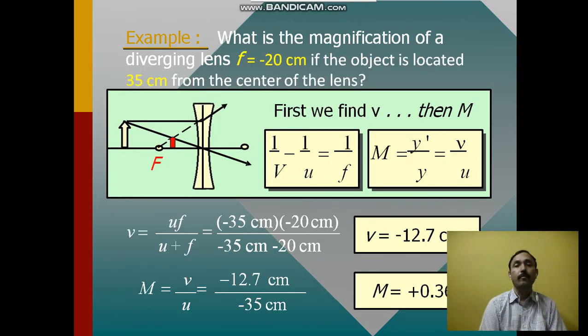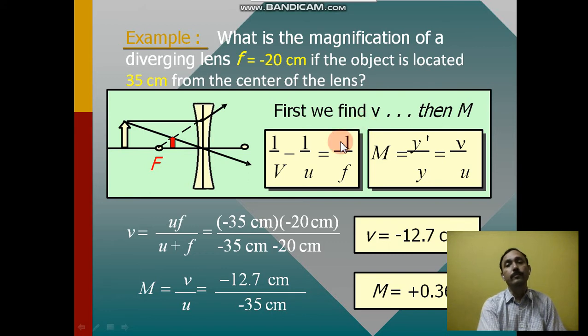Another example. What is the magnification of a diverging lens, with F equal to minus 20 centimeter, if the object is located 35 centimeter from the center of the lens? So F is given as minus 20 centimeter, and the object is 35 centimeter from the center of the lens.